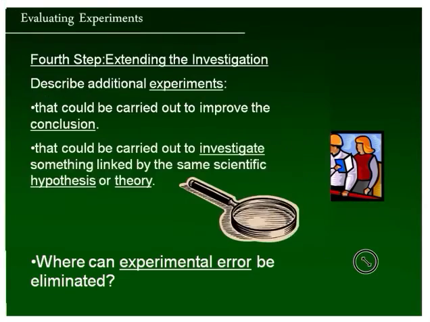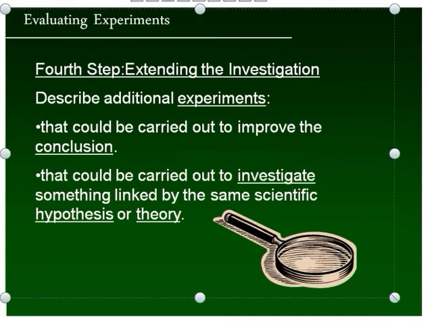And the final step is extending the investigation. So describe any additional experiments that you may want to perform that could be carried out to improve the conclusion that you already made or to make a new conclusion. So you can investigate something that is linked by the same scientific hypothesis or theory, but not directly related. So that's the final step, extending the investigation and continuing on by repeating the scientific method later.